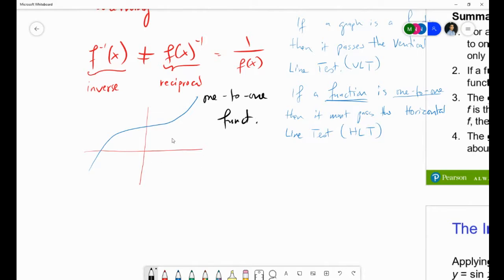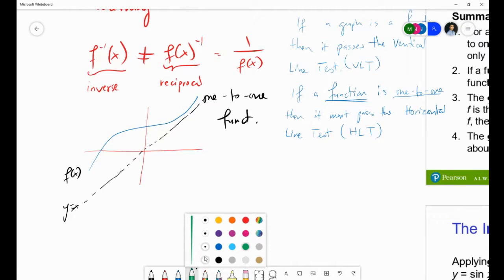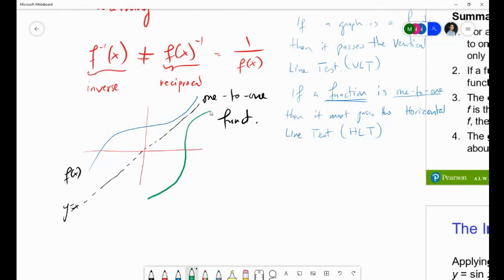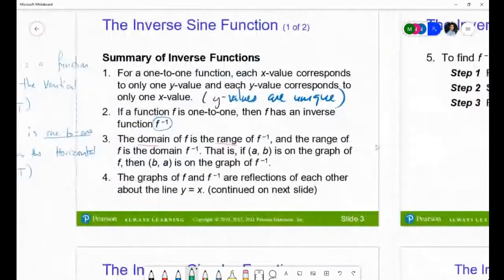Okay, so in order to see what is the inverse of this, we call this one f of x. All we have to do is reflect it across this line, y equals x. Okay, so if we reflect it, we'll get something that looks like a mirror of this image, something like this. So basically it's just a reflection over. Now, let's apply this to trig functions.